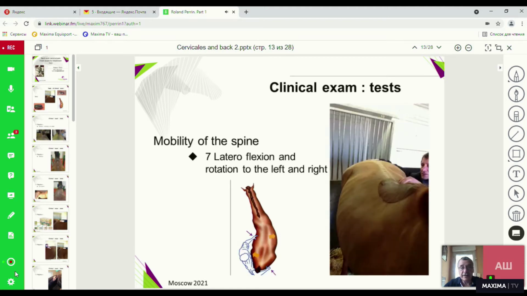And after, you can try to do the lateral flexion test. And you know that this lateral flexion test is very important, because like this, you can appreciate the mobility of the first thoracic part.